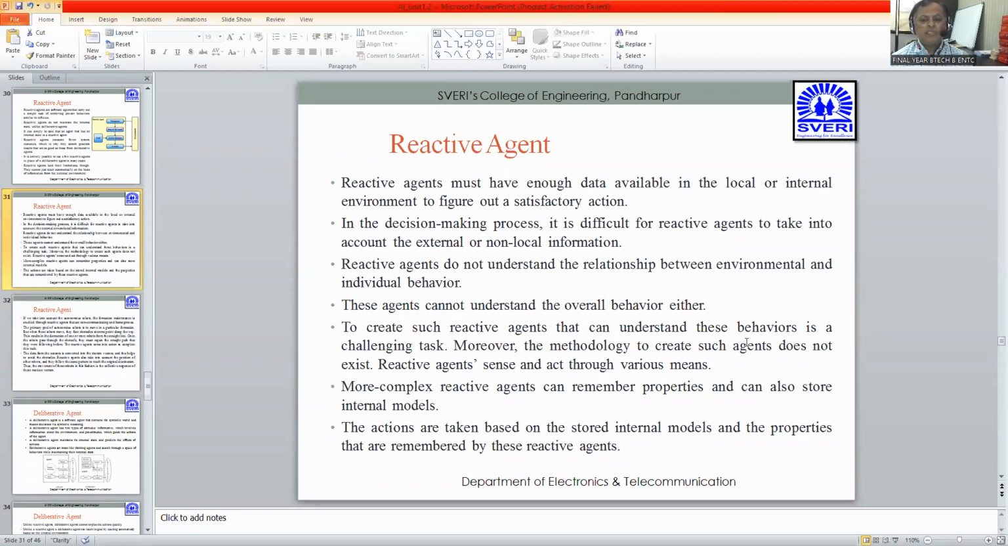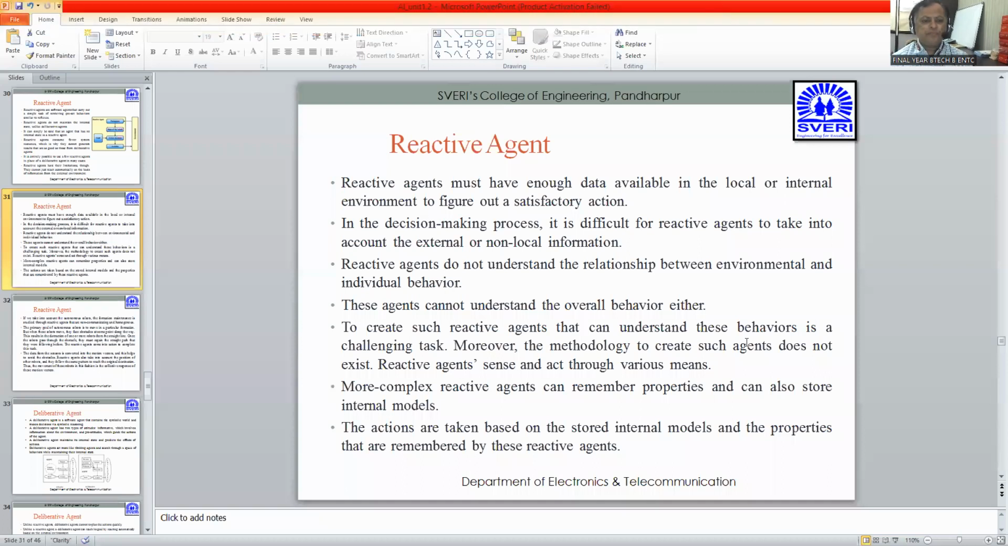Moreover, the methodology to create such agents does not exist. यानी कि जो methodology है ऐसे agents को बनाने की, it does not exist. They sense and act through various means. That's it. So there is no such methodology where you prepare it in this way. There is no such thing. Reactive agents actually sense and take an action accordingly. That is only about the reactive agent.